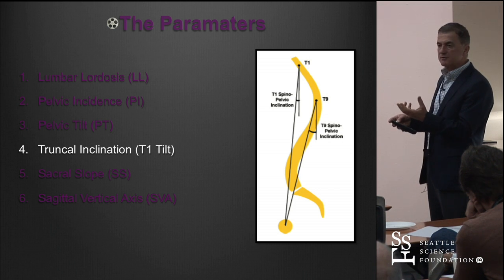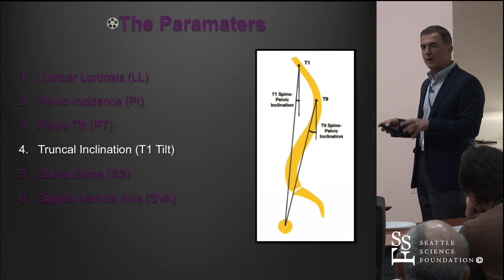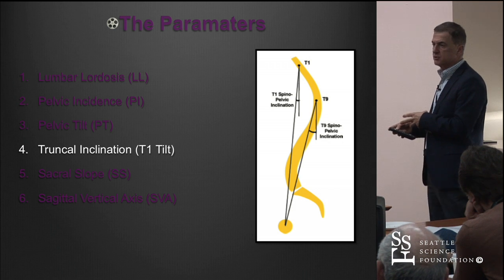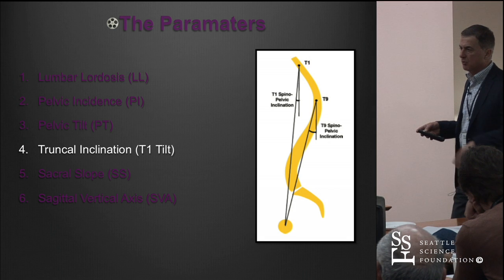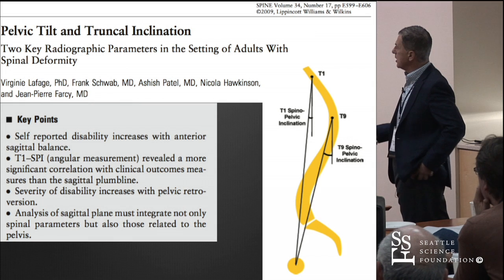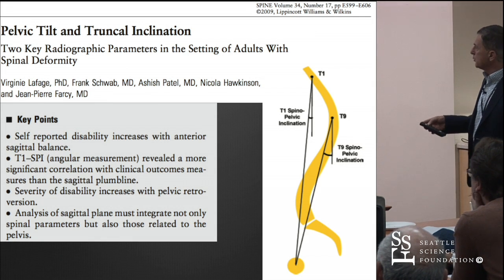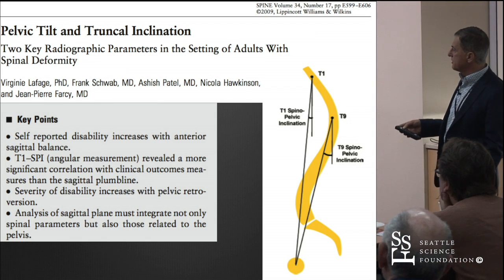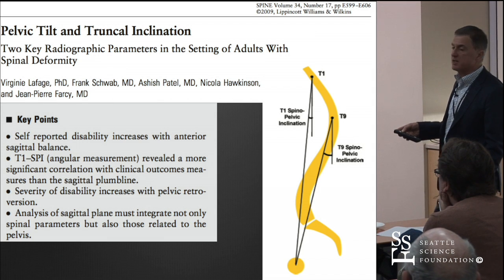But you can measure it on standing X-ray, and it's going to take into account your spinopelvic parameters. So it's not looking only at the spine, it's taking your pelvis into account. So it gives you a good whole picture about the measurements. So it's a very valuable measurement, again, advocated by Schwab's group. And they found that T1 SPI, which is taking from T1 down to the femoral heads, and the angle with the vertical, has more significant correlation with clinical outcome measures than the plumb line.